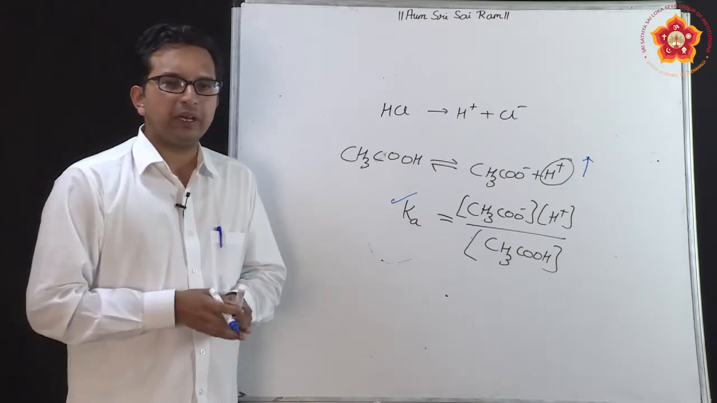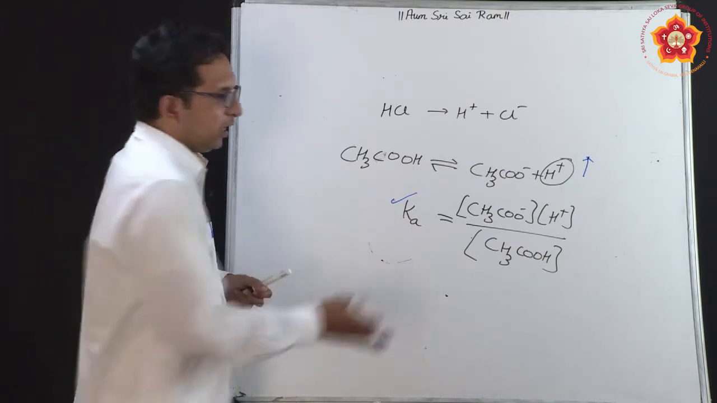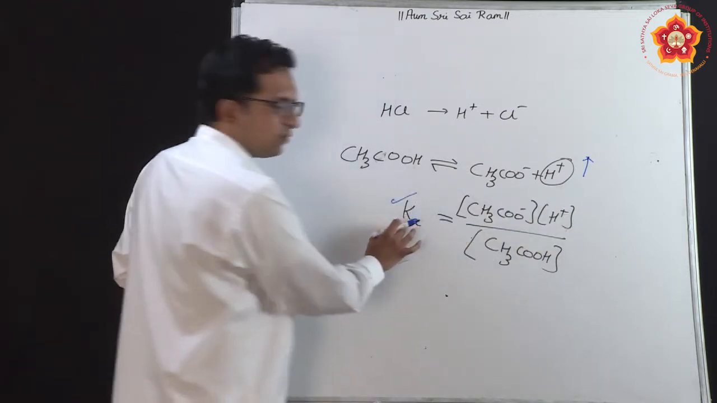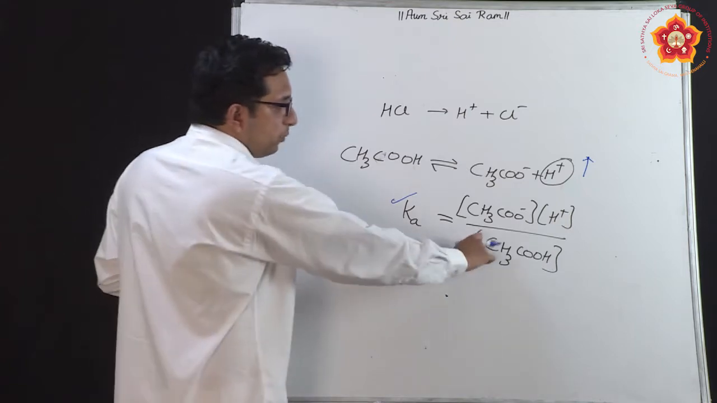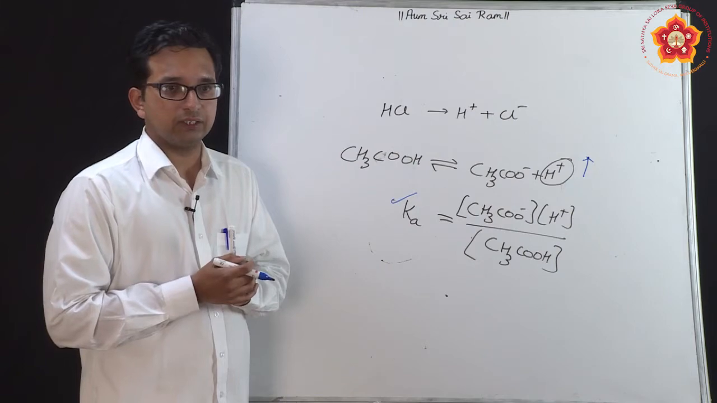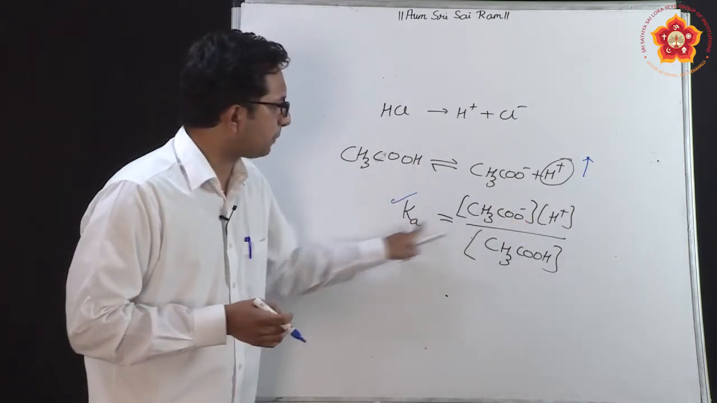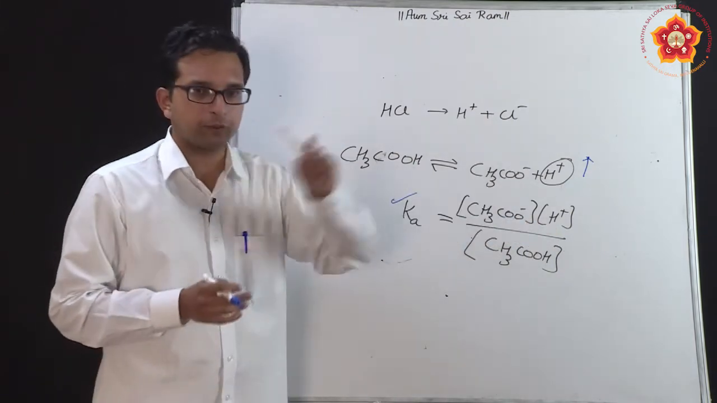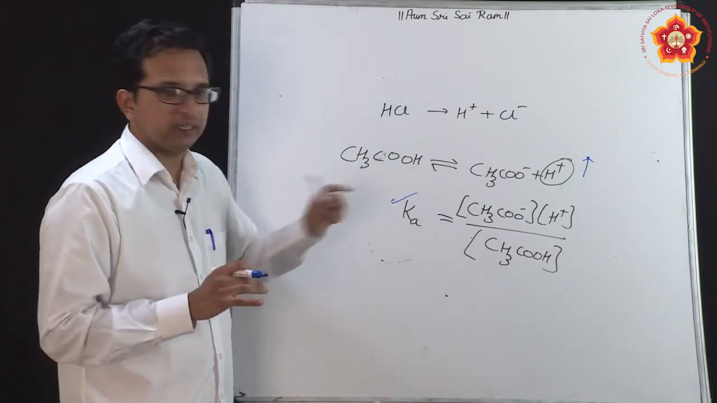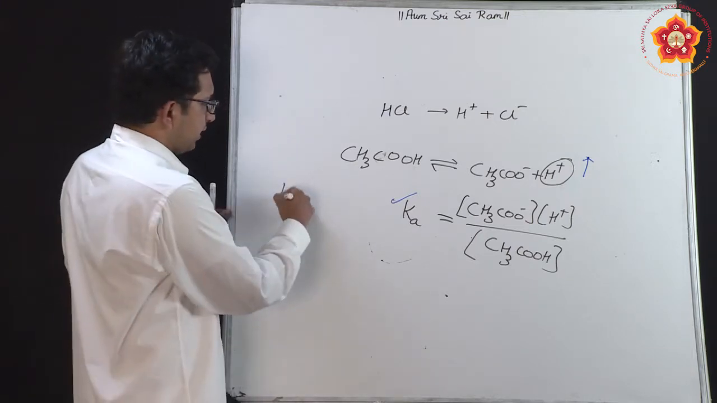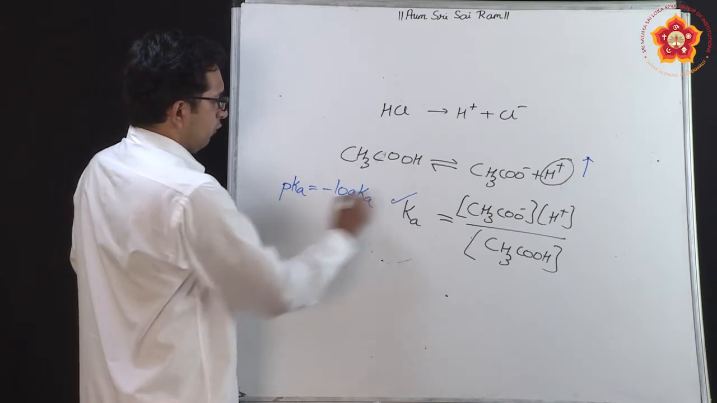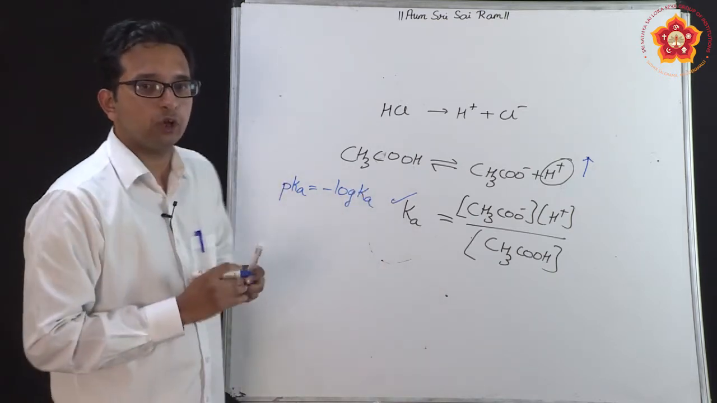This can also be understood mathematically: if this is the numerator and this is the denominator, we know very well that if the numerator increases, the final value increases. If the denominator increases, because that is a divisibility factor, then the value will definitely decrease. So, since Ka is directly proportional to H plus, an increase in H plus concentration indicates an increase in Ka, and this Ka can be related to a logarithmic factor, where pKa is equal to minus log Ka.